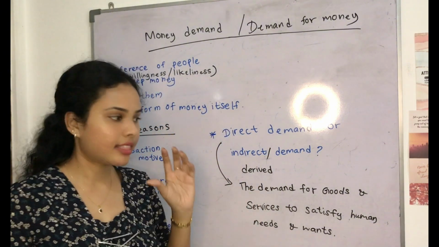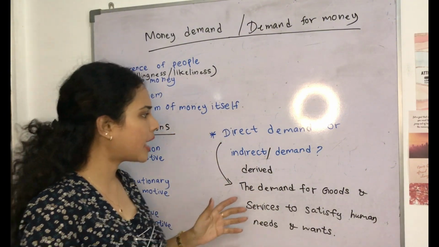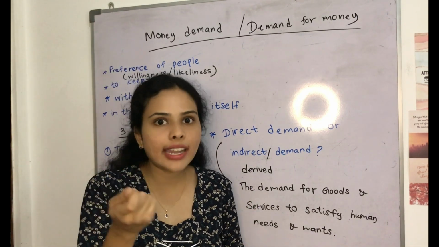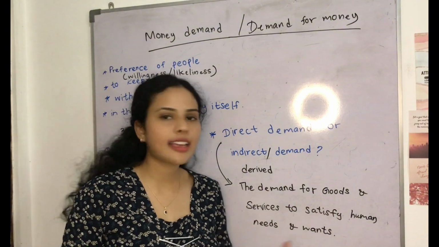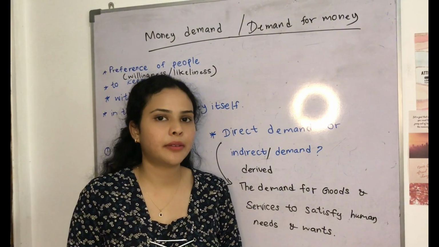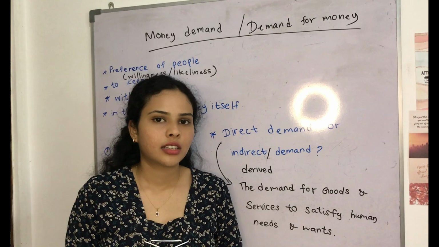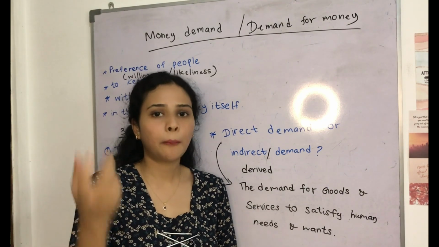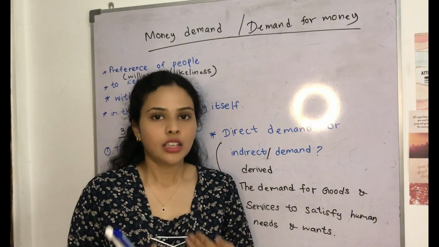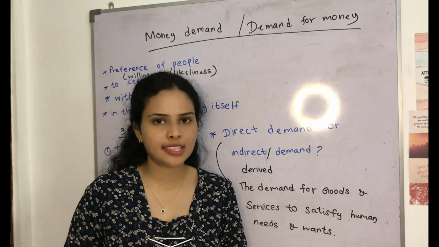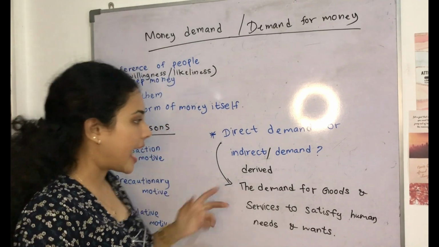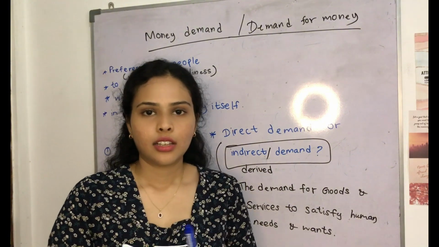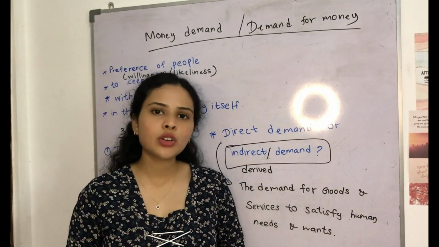Likewise, from these types of money, from having money only, can we satisfy our needs and wants? No, right? From the money we have, we should be able to purchase goods and services and utilize, consume and satisfy our needs and wants. So that means money has an indirect demand. Why? From money only we can't satisfy our needs.